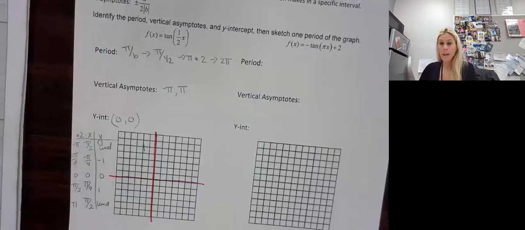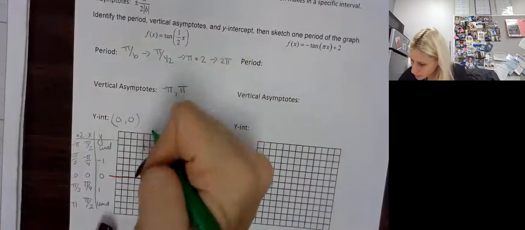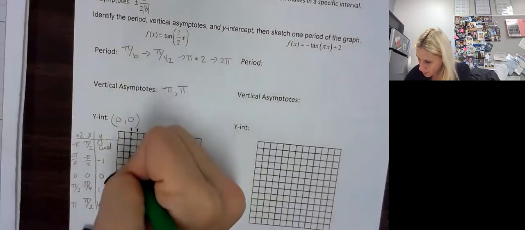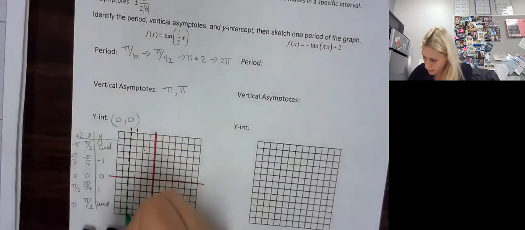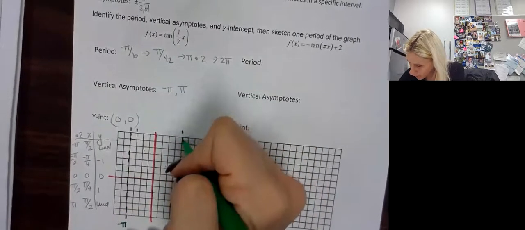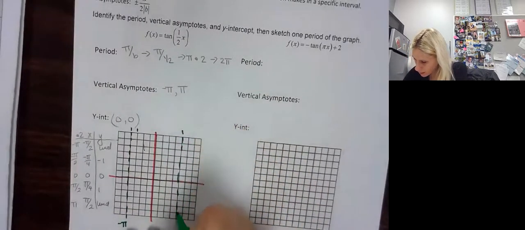And I'll draw in my asymptotes. Now make sure they're evenly spaced. I'm just going to go 3 out because I can. No, never mind. I want to go 4 out because I have to have the negative pi over 2. So I'm going to make this asymptote right here negative pi. And I'm going to make 4 out this asymptote pi.